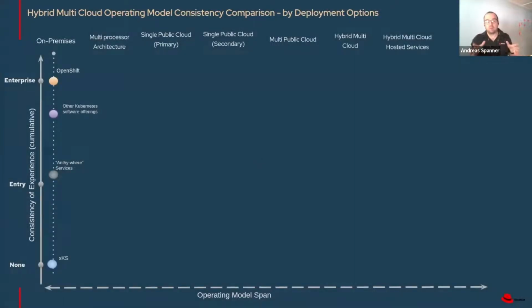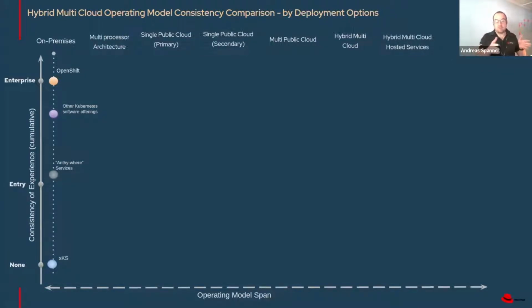So what I'm going to walk you through is a bit of a build-up slide, and I just explained it before I go through. At the bottom you see different operating model spans, and that basically means different deployment scenarios. At the top you see on-premises, multi-processor architecture like System P, System Z, x86. Then you see single public cloud and secondary public cloud, which is often part of a cloud strategy in FSI, for example, where you need to have supplier contestability.